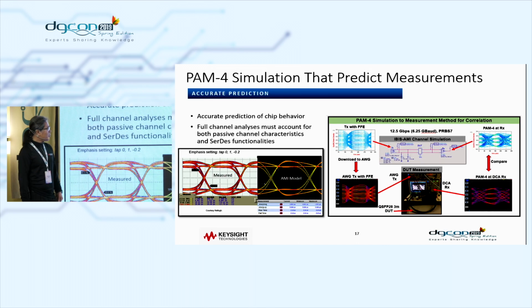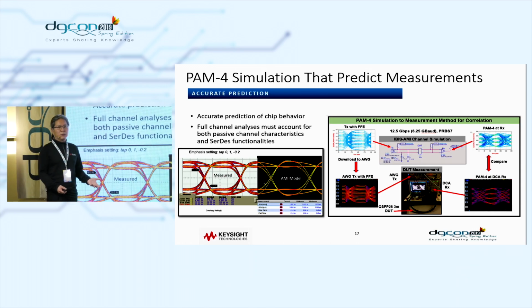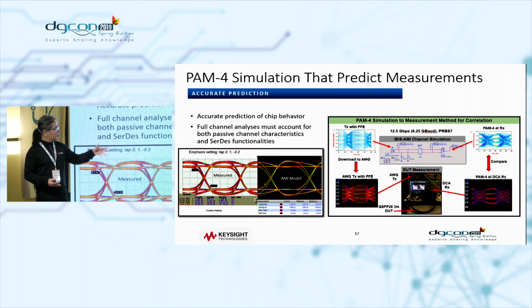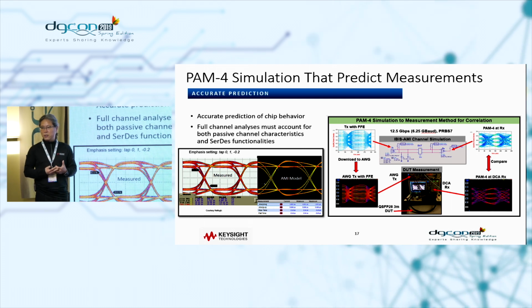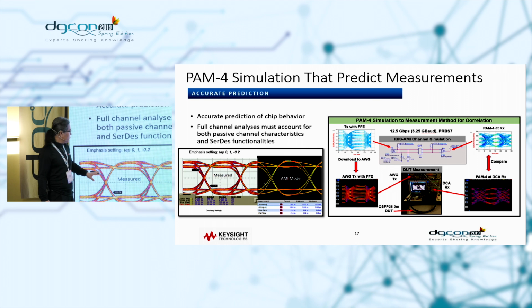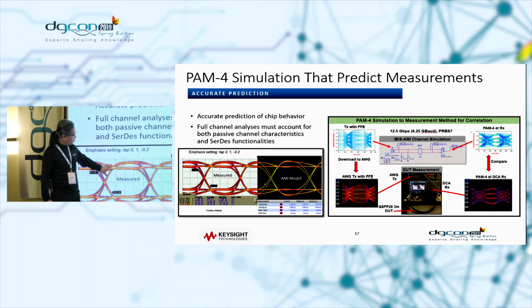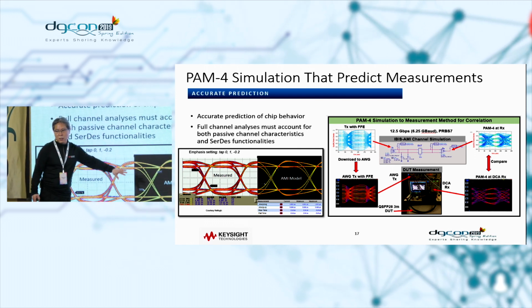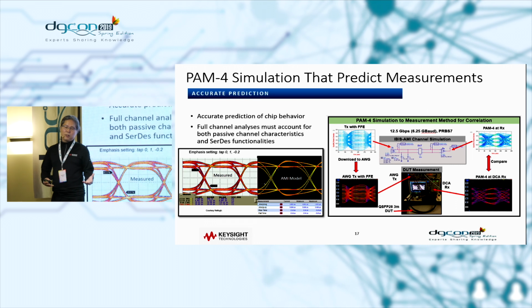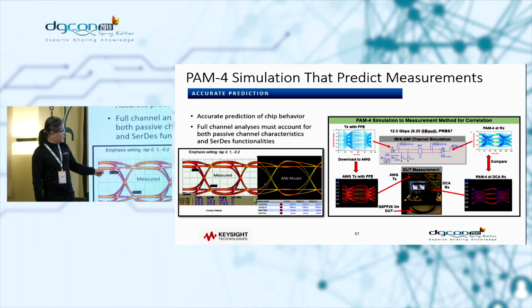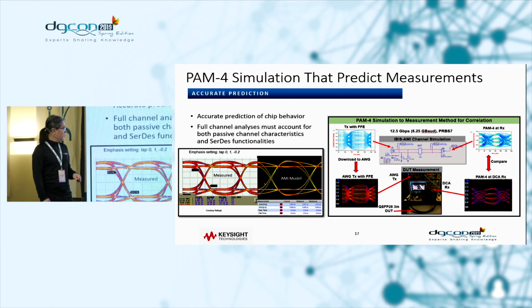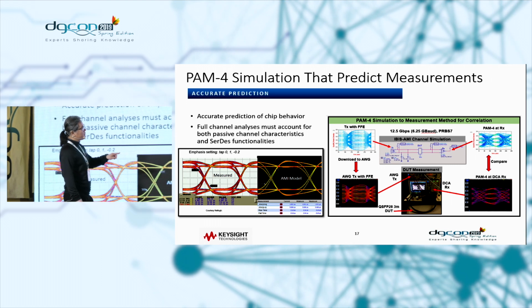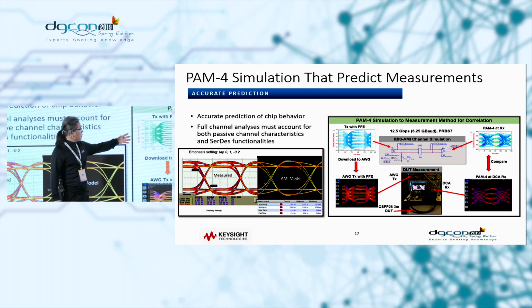So one question is, okay, IBIS sounds good, IBIS-AMI sounds good, but how accurate are they? So I wanted to put a couple of examples that show the accuracy of the IBIS-AMI model. Here is one example, which shows measured data on one side and simulated data with the AMI model on the other. The simulation is really fast, and looking at the accuracy between the two, it looks very good.